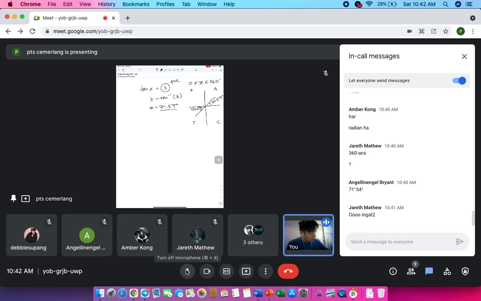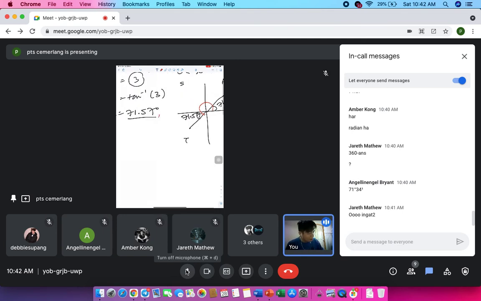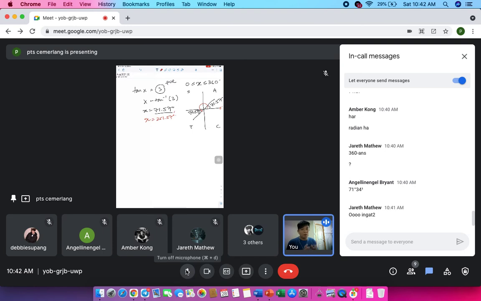So for the third quadrant, how do we calculate it? You have to calculate from 0 and go all the way here. So what do you do? 180 plus 71.57. Is that okay? So that's why you get another answer, which is 251.57 degrees. Is it okay or not? So you have the answers for x. You have two values of x. Got it?